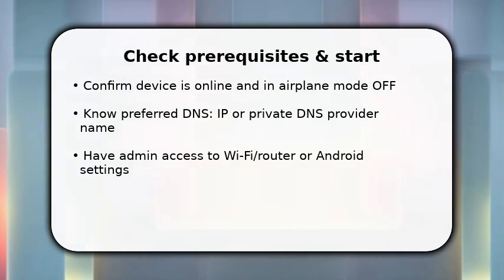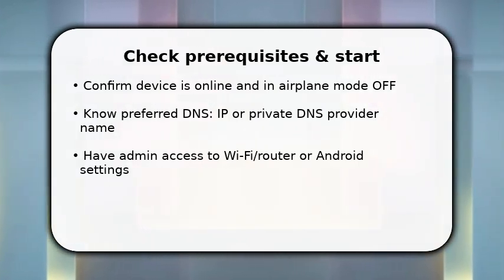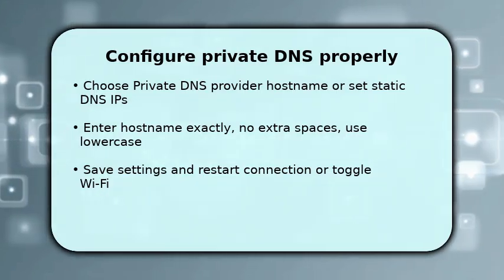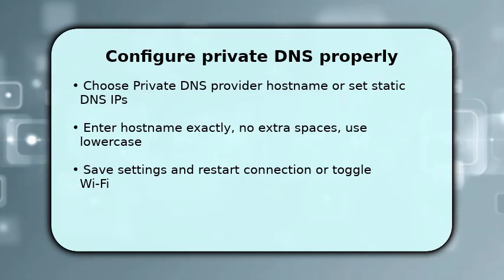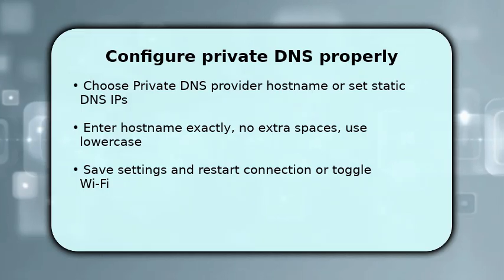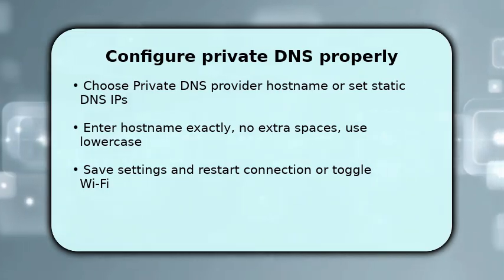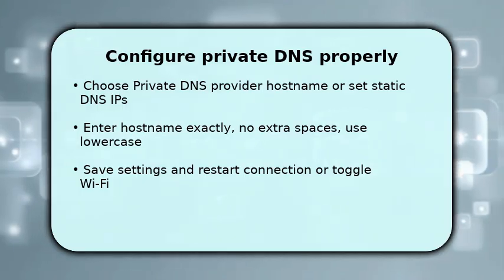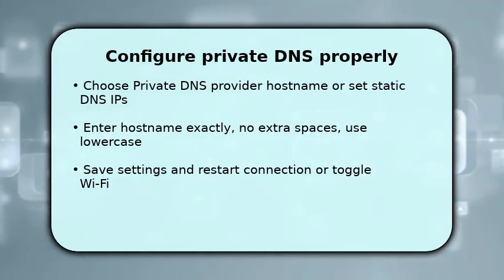Now you configure the private DNS entry, and I'll explain exactly how and why it matters. You choose a private DNS provider hostname for encrypted DNS or enter custom DNS IPs for unencrypted lookups. Encrypted hostnames force TLS, which prevents interception. Type the hostname carefully. Extra spaces or uppercase letters can cause failures.